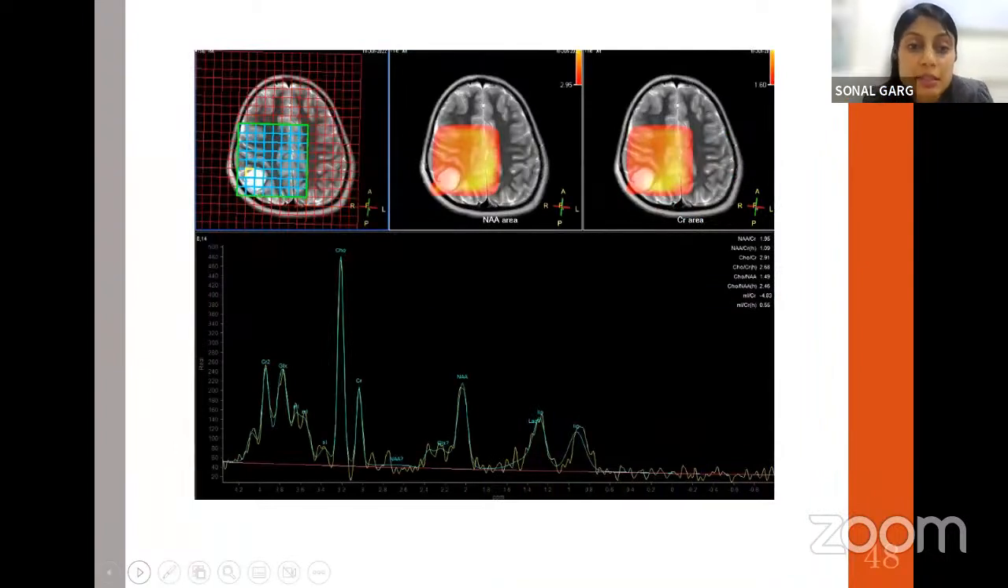Now, next is this technique, which is called MRI spectroscopy, where we are measuring different metabolites in the brain. We have done an MRI spectroscopy on this tumor, where you can see that the normal NAA is suppressed and there is a high choline peak. And later you can also see that there is a lipid lactate peak.